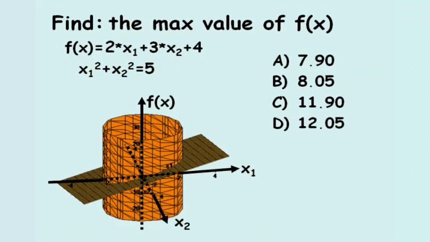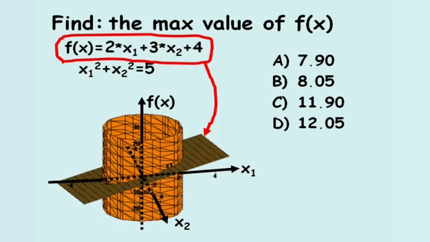Find the maximum value of the function f of x. In this problem, we've been provided a function f of x, which we want to maximize. When plotted, we notice f of x is a plane, as shown in brown, which increases as the variables x1 and x2 increase. We've also been provided a constraint, where x1 squared plus x2 squared must equal 5.